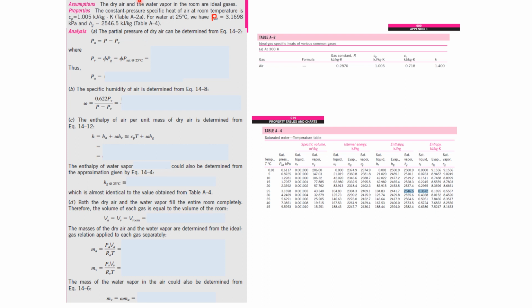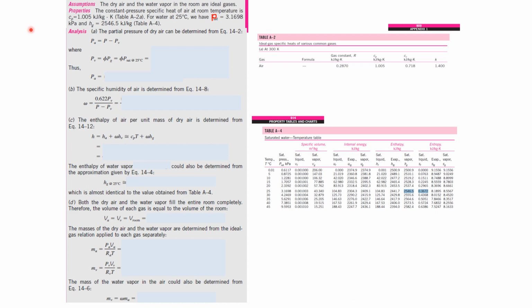So P saturation here at 25 degrees C, you will need to go to table A4, which shows you the saturated water temperature table. You go to the temperature which gives you 25 degrees C, and then you will see that your saturation pressure is 3.1698 kilopascal. And from the same table, you can also find the enthalpy for saturated vapor. At 25 degrees C, the enthalpy for saturated vapor is 2546.5. Now these are the values for the water vapor: P saturation for water vapor, and this is the enthalpy for water vapor in the air.